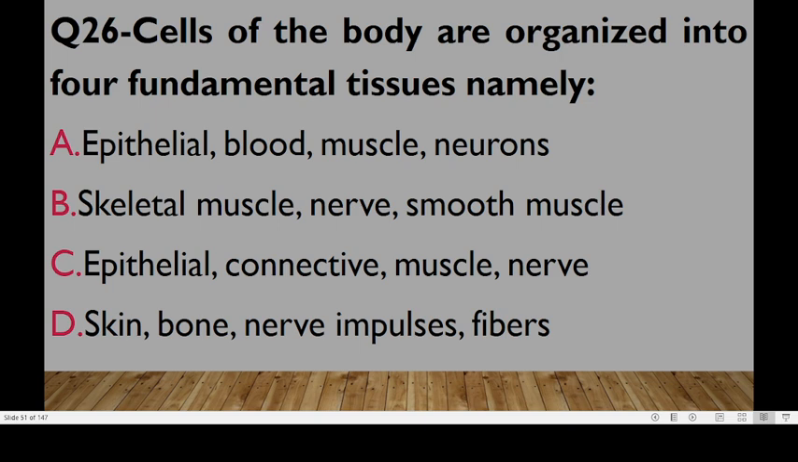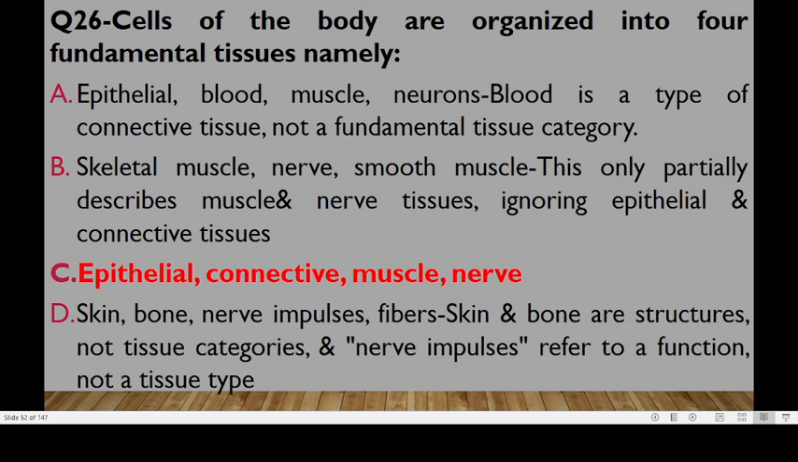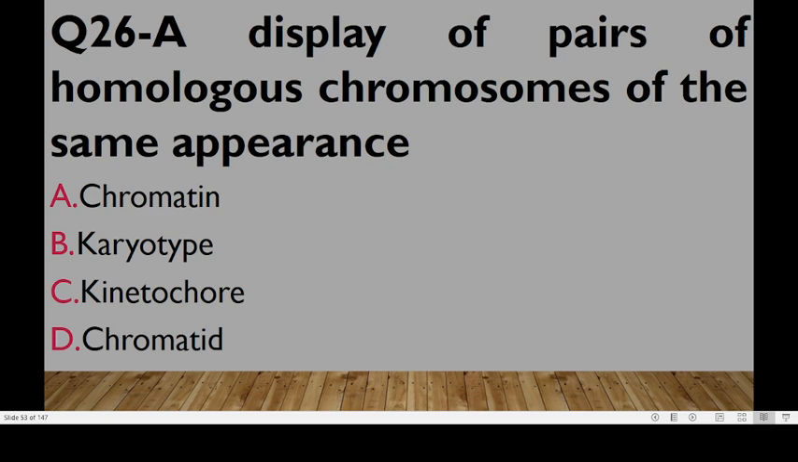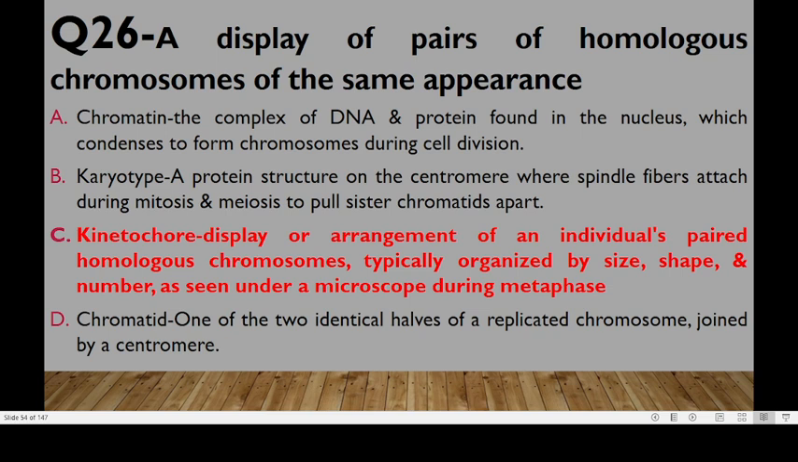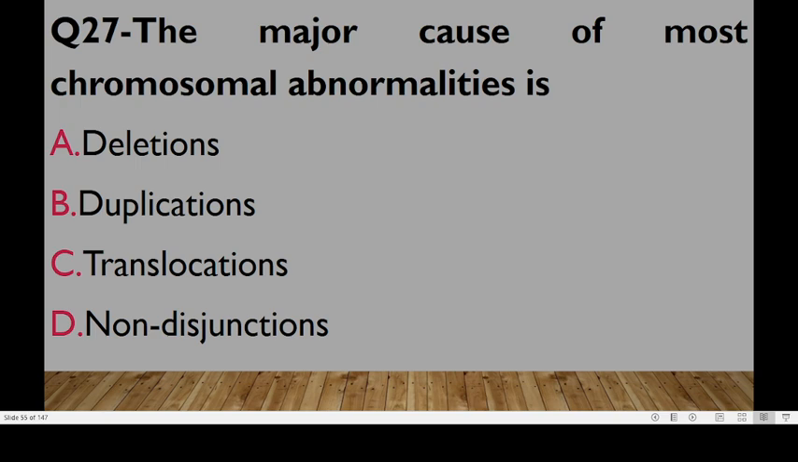Cells of the body are organized into 4 fundamental tissues. These are namely epithelial, connective, muscle, and nerve. A display of pairs of homologous chromosomes of the same appearance is referred to as the karyotype. Remember, this is a display or an arrangement of individual paired homologous chromosomes, typically organized by size, shape, and number, as seen under a microscope during the metaphase stage.